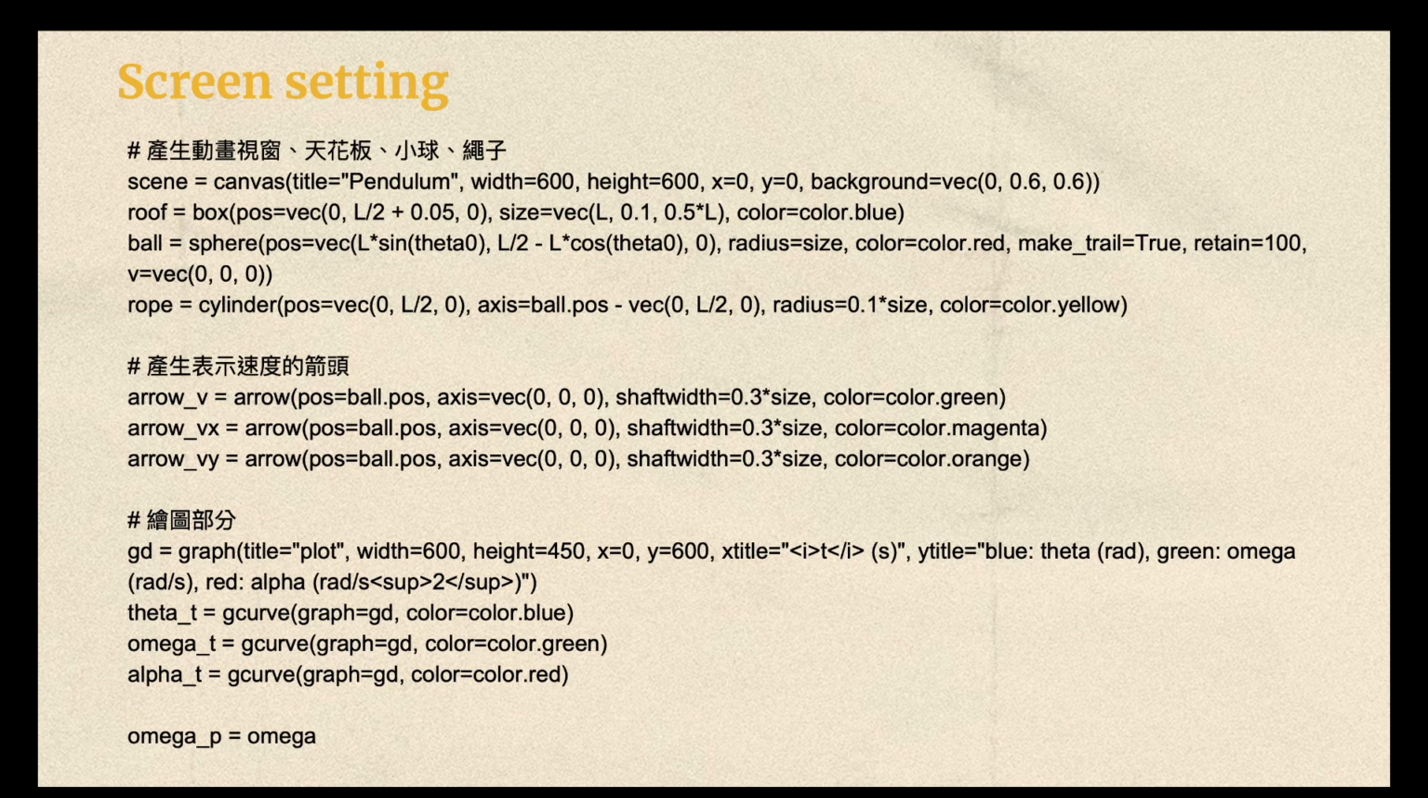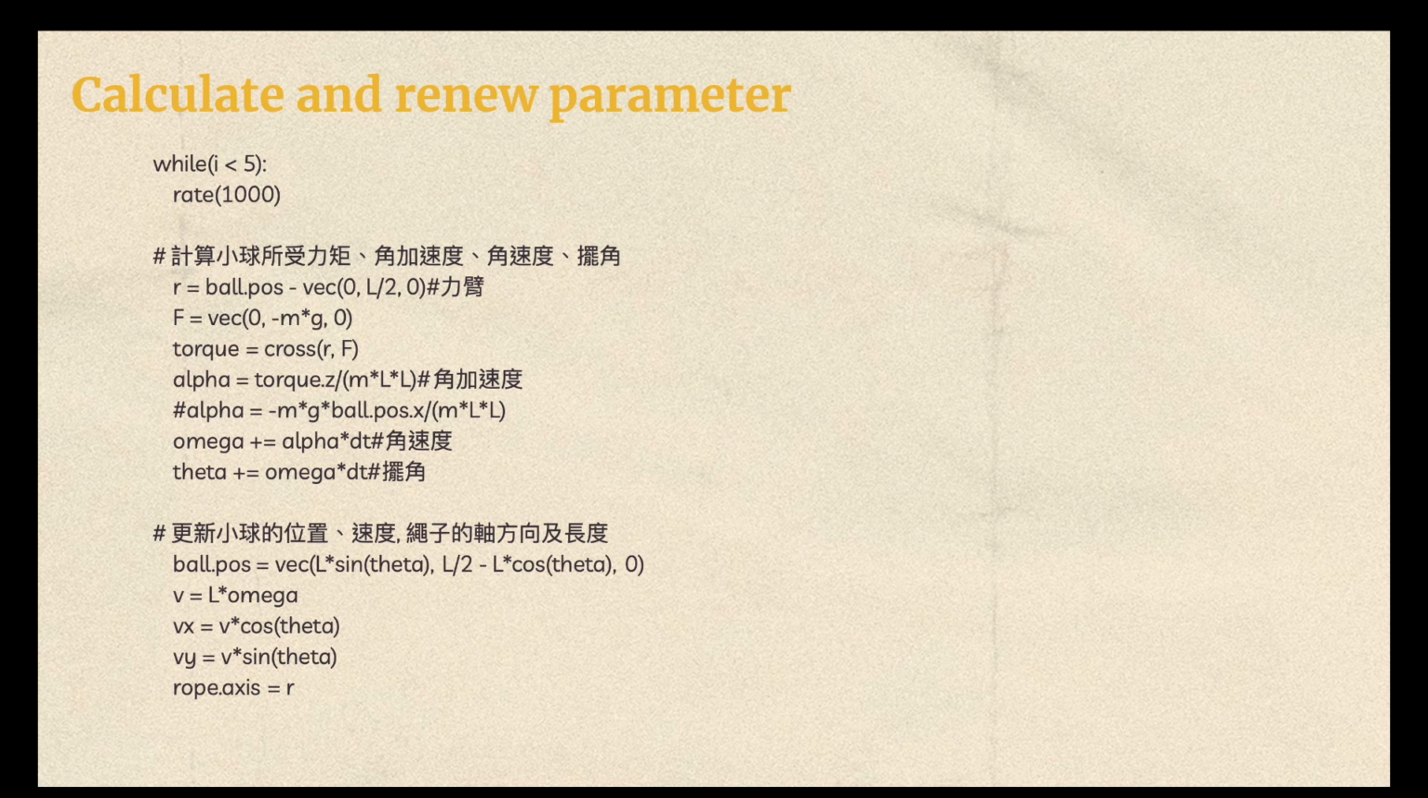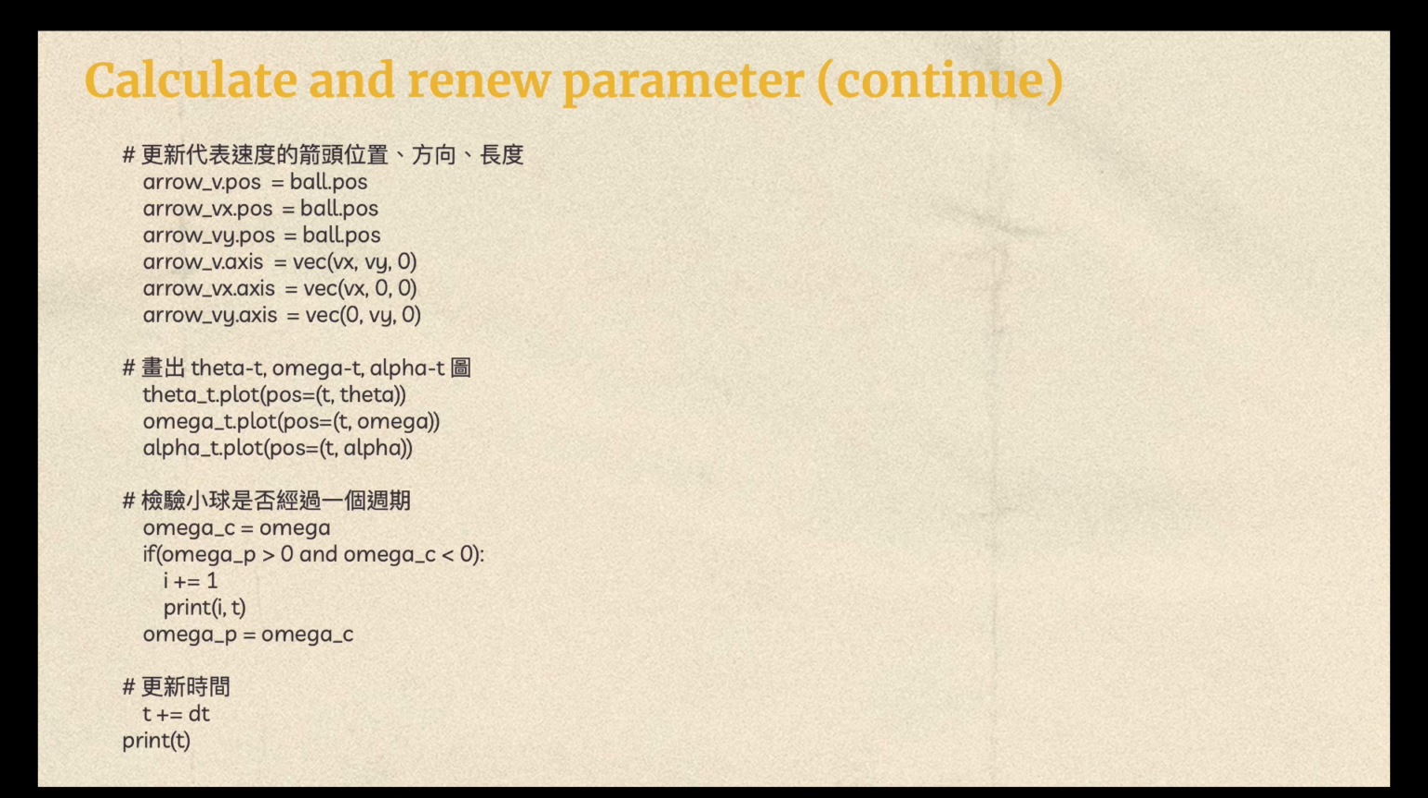The last part is a code to draw the figure of the simulation. This part is to calculate the torque, angular acceleration, angular velocity, and also the angle of swing. And the next is the updating of the position, velocity, and also the length. Here is the updating of the arrow of velocity, direction, and length.